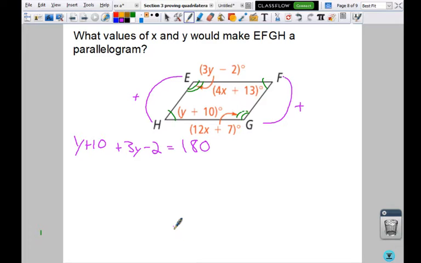Chloe, what am I going to do first to solve this? What am I going to do first to solve this?